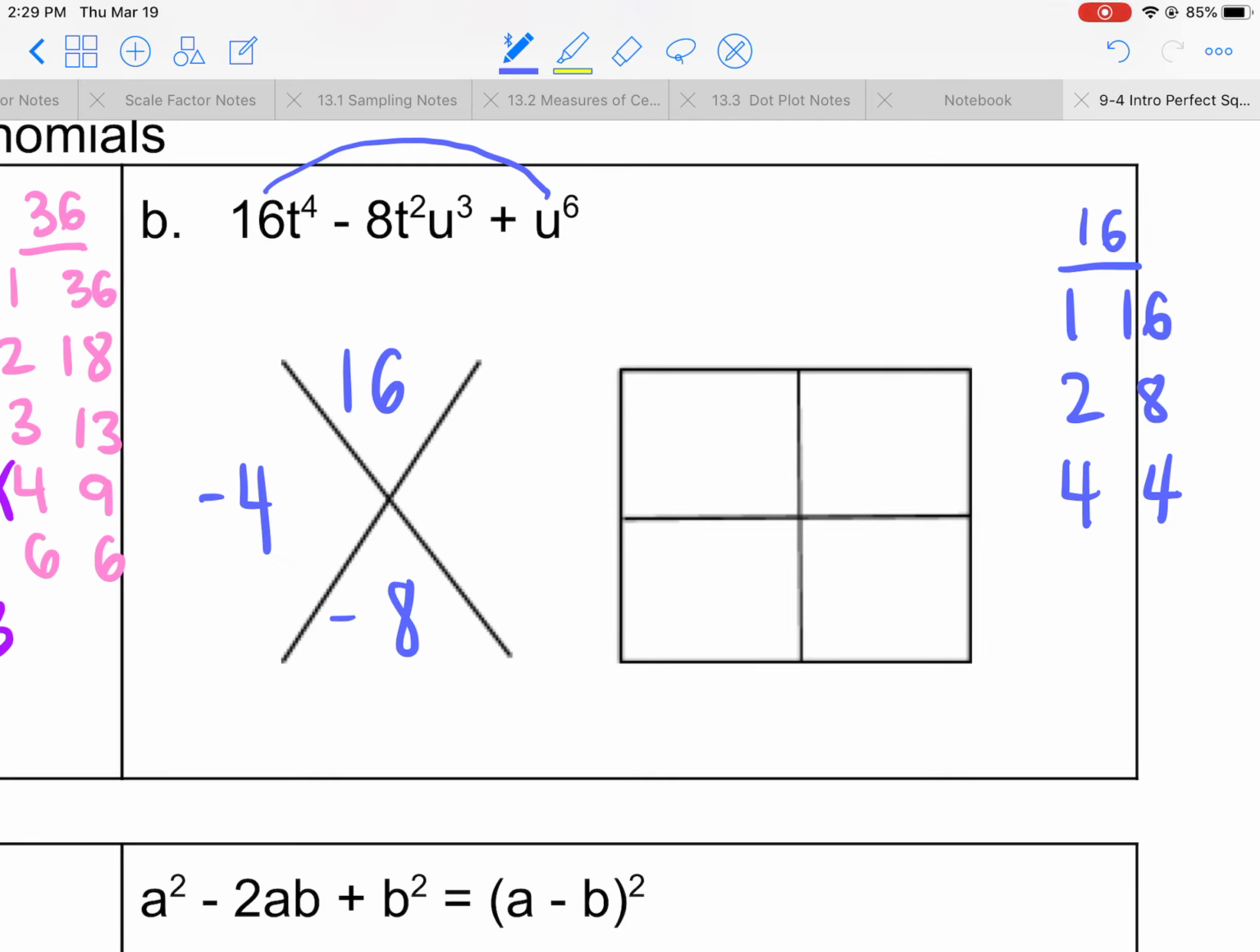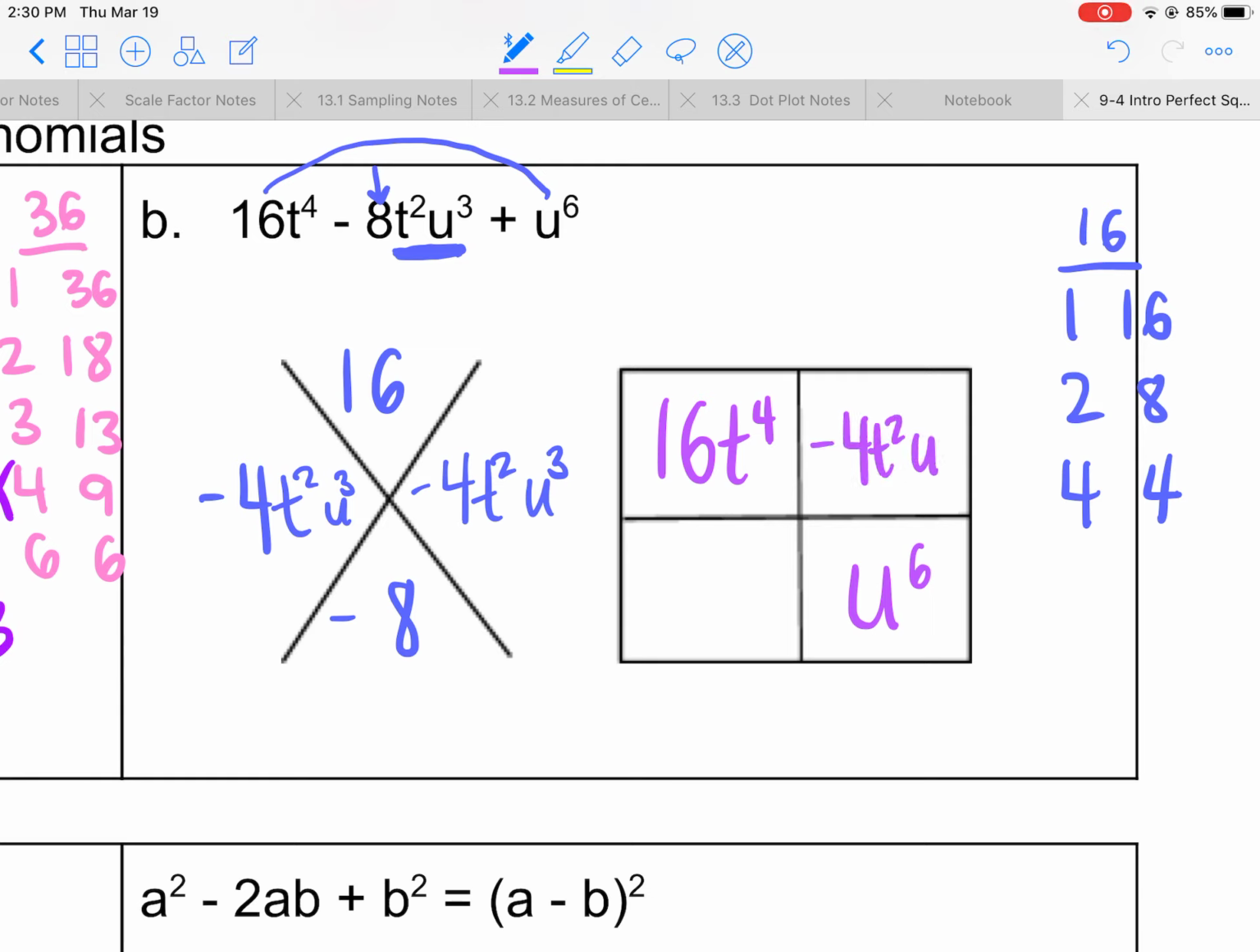Now let's think about our exponent rules. When I'm adding things together that have the same variables with the same powers, I just add together their coefficients. So here on this 4, I should have a t squared and a u cubed on both sides. So now I'm going to fill out my box. 16t to the 4th and u to the 6th, and then -4t squared u cubed, -4t squared u cubed.